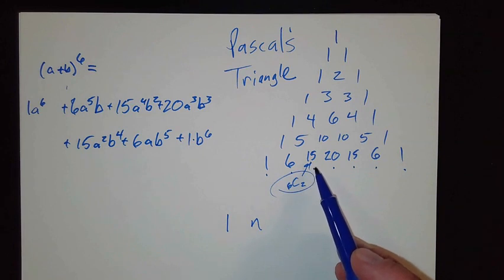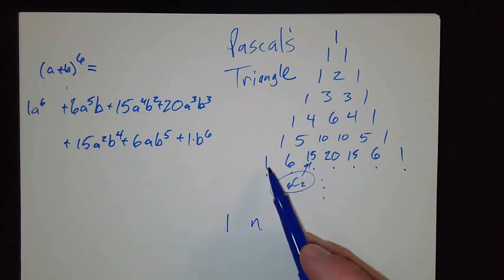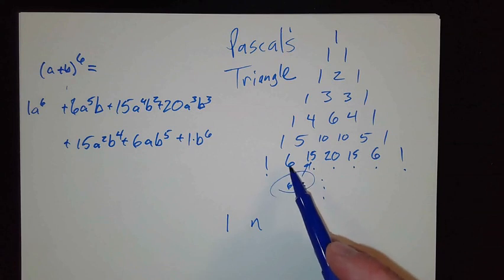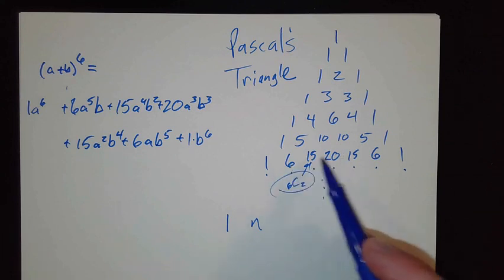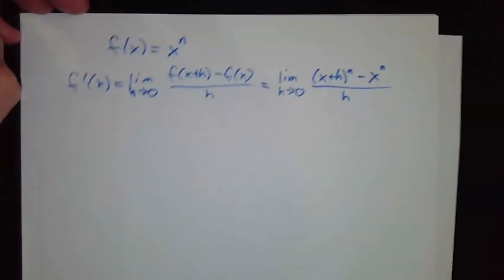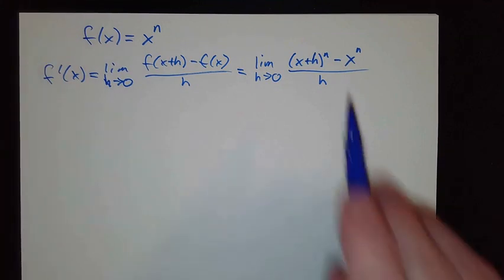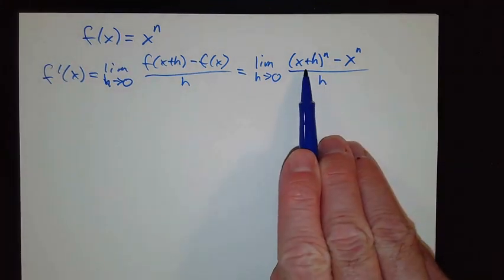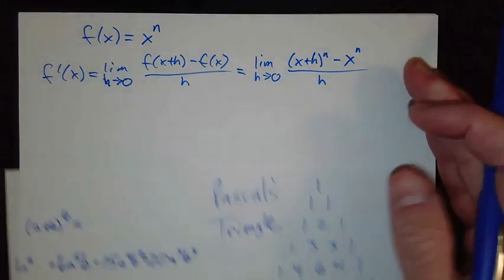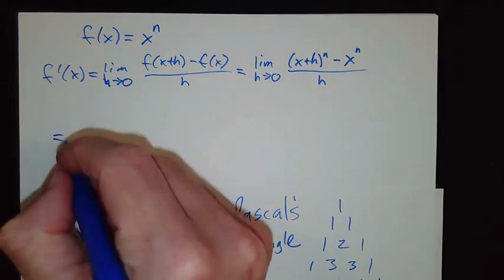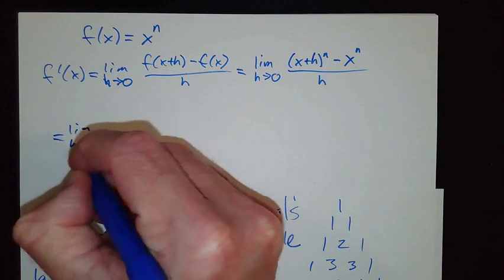Exactly what they are doesn't make all that big of a difference, but just keep in mind that the first two terms are 1 followed by the number of the row we're in, followed by some other things that are the result of combinations. So back to our derivative of x to the n power, I'm going to handle this (x plus h) to the n by considering what we just saw with Pascal's triangle. I'm going to say that our derivative is the limit as h goes to 0.